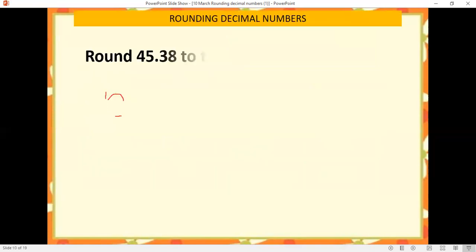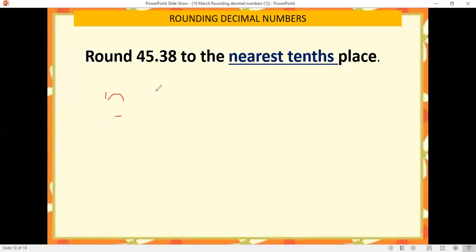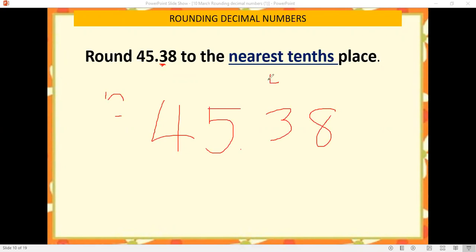Now, I'll give you an example. We have here: round 45.38 to the nearest tenths. Which one is the tenths? So this is the tenths. Okay, so I will write it bigger. 45.38. So this is the tenths. Okay, 3 is the tenths. So we will round it here.